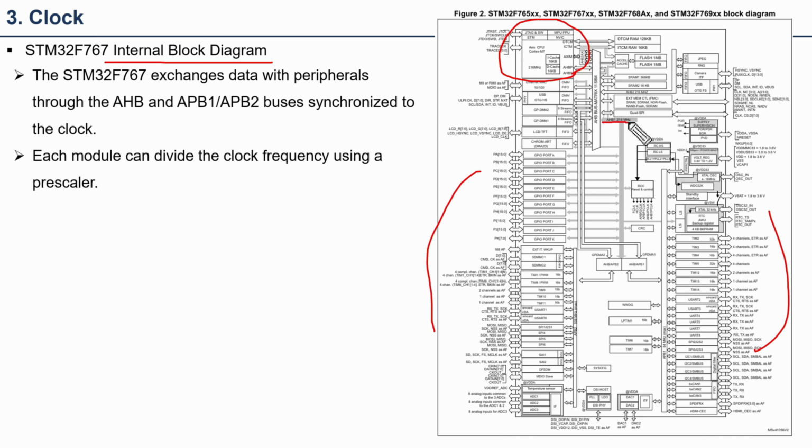Here, AHB1 can run at up to 216 MHz. It branches into APB2 and APB1, so the core can exchange data with the peripherals shown here, while GPIO uses AHB1 directly. Now let's look at how to configure each of these clocks.